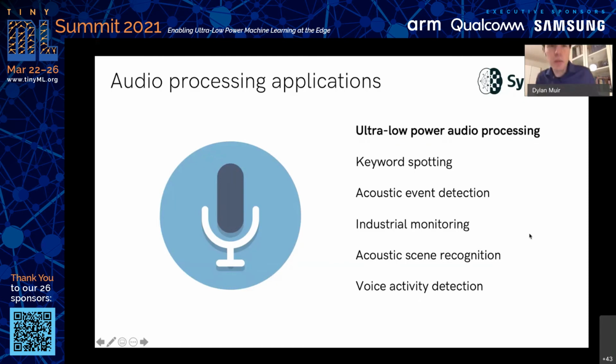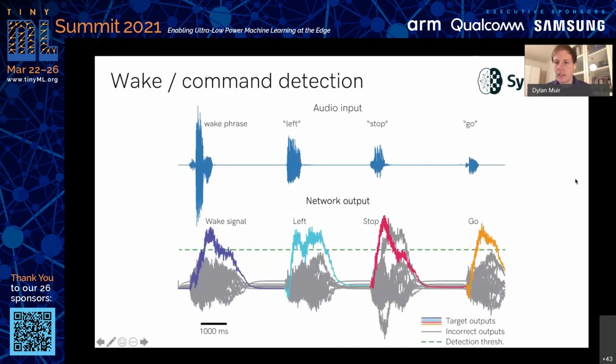So shifting slightly to audio processing applications, we have a slightly different hardware architecture, which is tailored for continuous real-time signal processing, for example, audio processing. We're interested in various other types of continuous signal processing use cases, such as industrial vibration monitoring. There are various different speech or audio style use cases that we could deploy. Today, I'm just going to show you very briefly a schematic of the sort of wake phrase command detection use case, which I'm sure you're all anyway very familiar with.